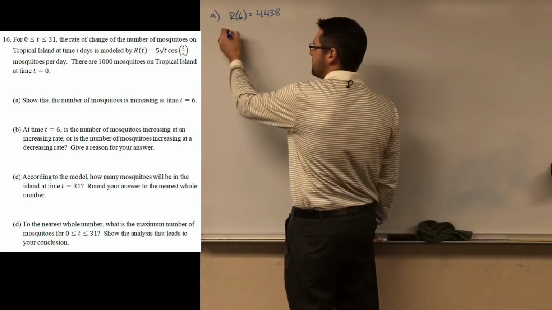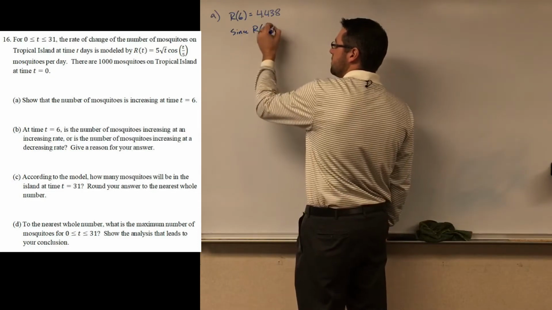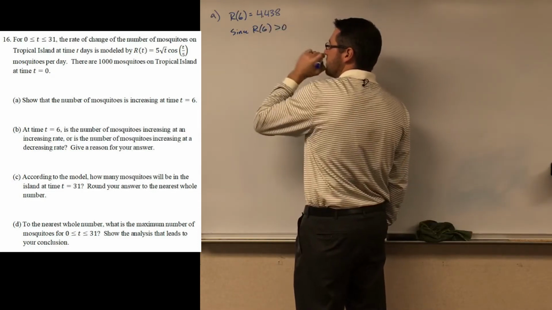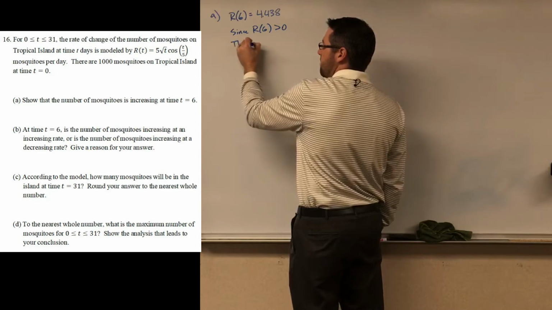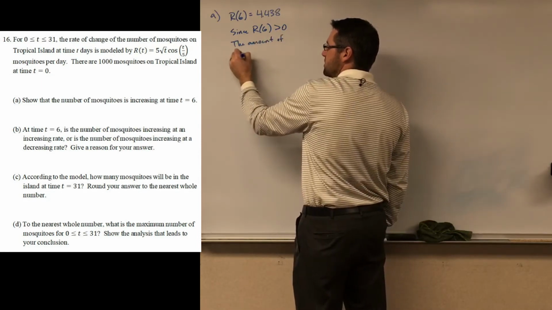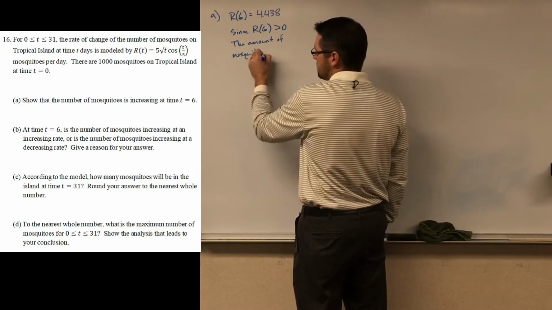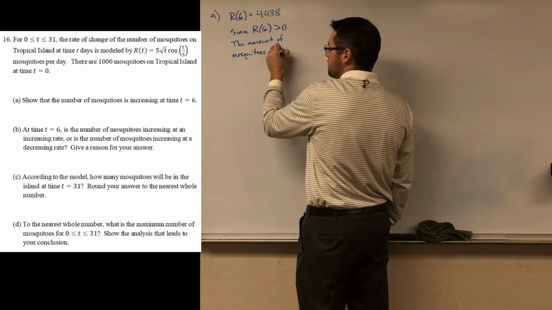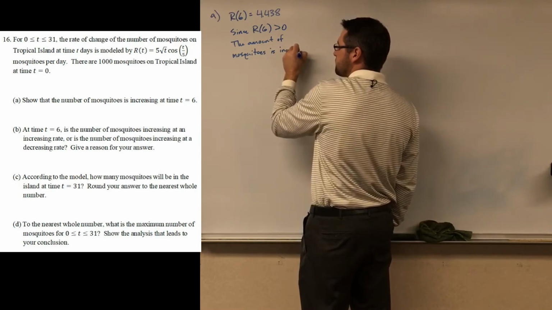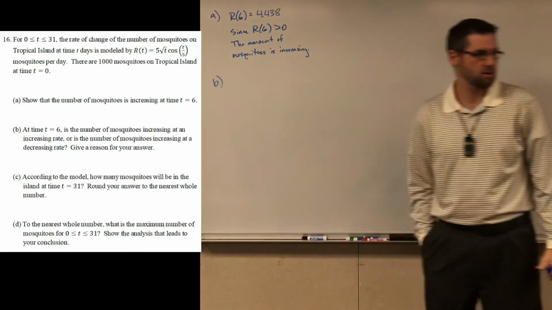Therefore, what can we say? Since R of 6 is greater than 0, the amount of mosquitoes is increasing. Okay, that's that on that one. Are we good with that? Yes? No? Yeah?